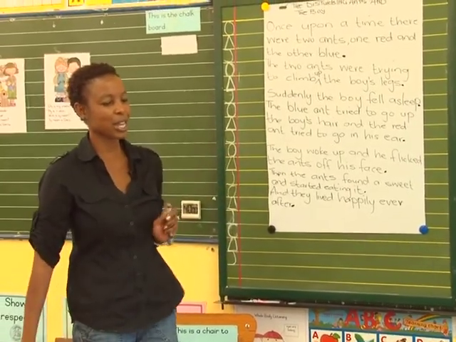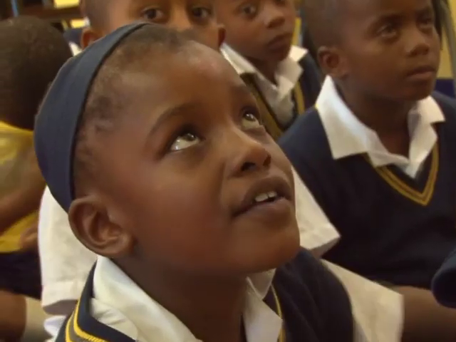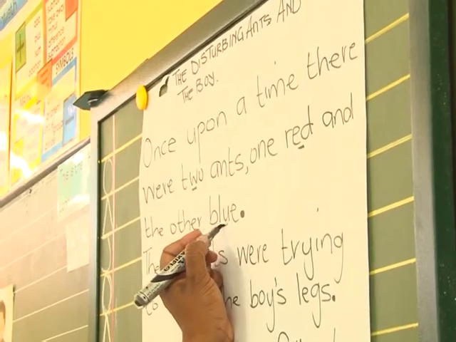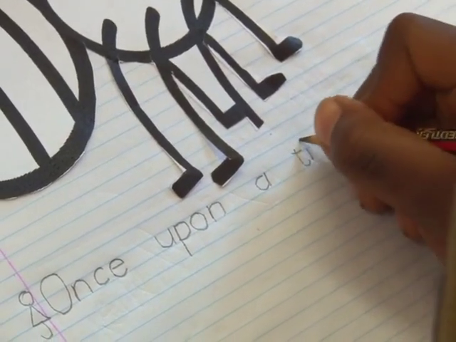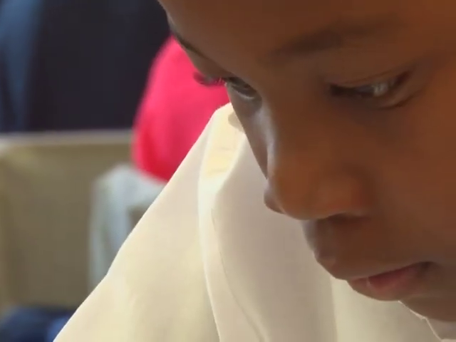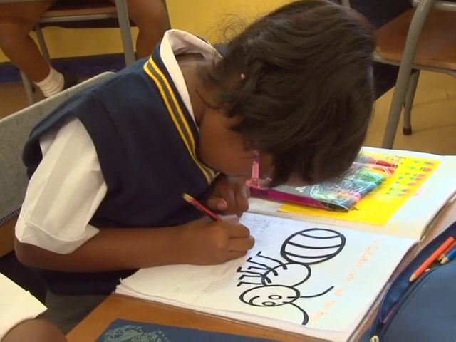Let us see if we can find adjectives. Red and blue. And if we're all happy with the title and the way our story turned out, then the kids will go back to their desks and they will copy the class story into their books.